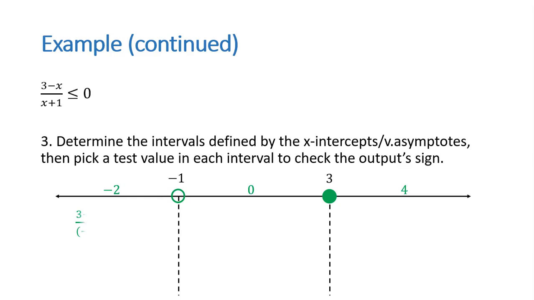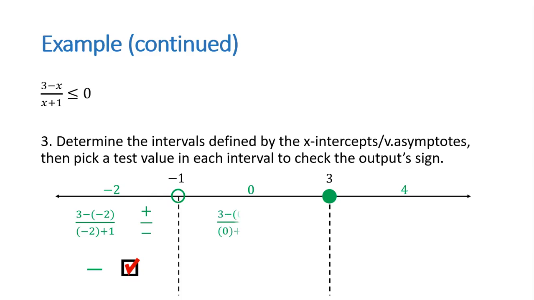So let's just see if we can simplify things to figure out what the sign would be in each interval. So 3 minus negative 2, well, that's going to be positive. So our numerator is positive. Negative 2 plus 1 is negative. So we have a positive divided by a negative. Well, anytime we're dividing two opposite signs, the output is going to be negative. We want particular ranges of values that give us negative outputs, that give us outputs less than or equal to 0. So that means this first interval is included as part of our solution.